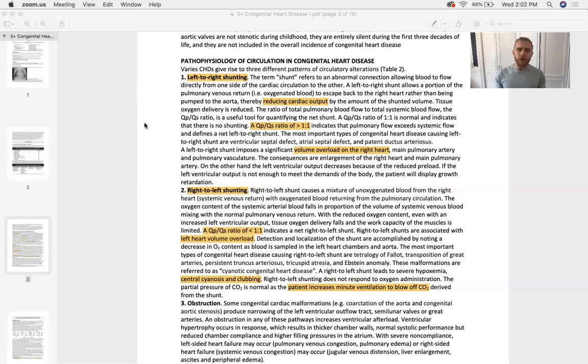Now, in a left to right shunt, you don't pump purple blood out to the body because the blood has already been to the lungs. The problem in a left to right shunt is that it just keeps going back into the lungs. Versus with a right to left shunt, the blood never goes to the lungs in the first place. It totally bypasses it. And that's generally speaking, and there are exceptions to this, and we'll see it.